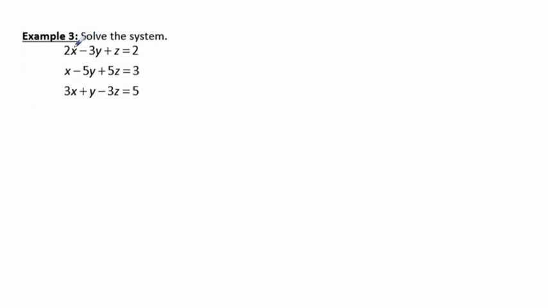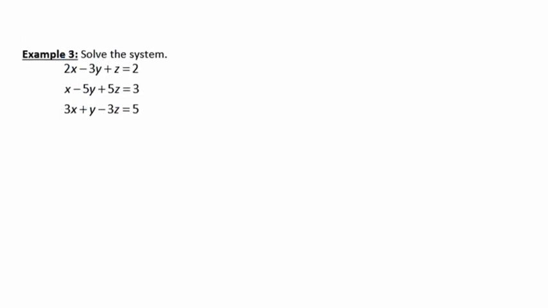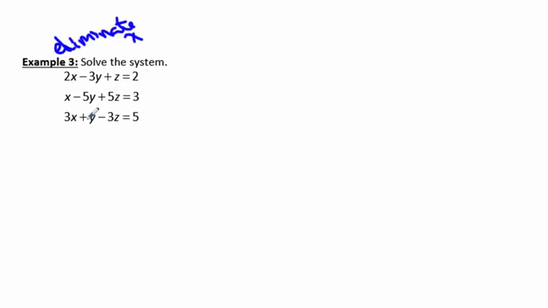Examine all of your variables. X, the coefficients are 2, 1, and 3. Y, the coefficients are 3, 5, and 1. And Z, the coefficients are 1, 5, and 3. So overall, the ones that have the most convenient coefficients, the smallest coefficients, are going to be the x's. So in our first example, we're going to eliminate the x's, 2 equations at a time. I'm going to work with the top 2 equations first.